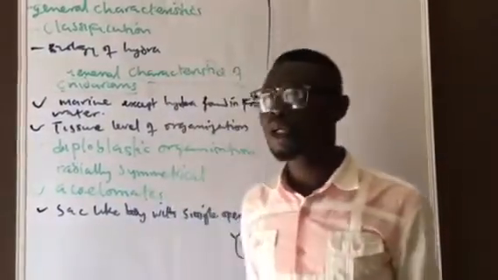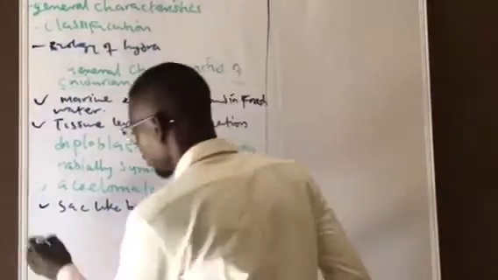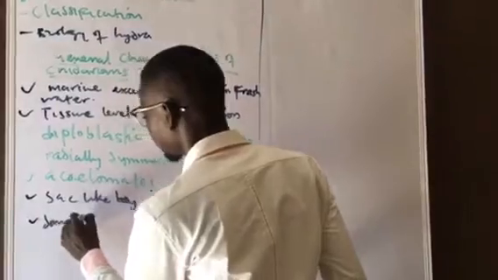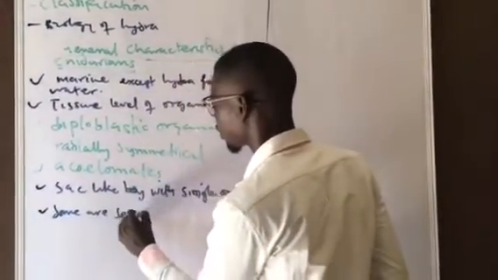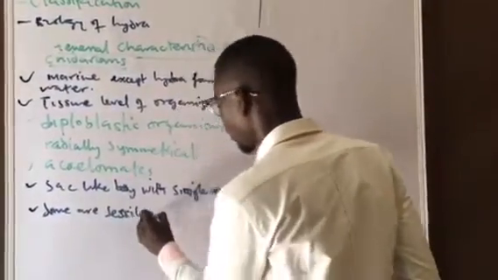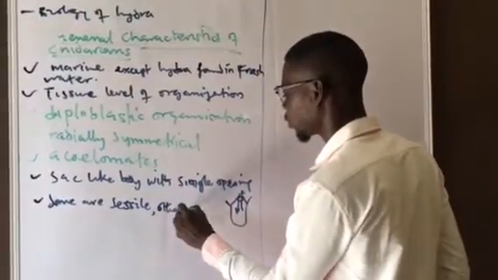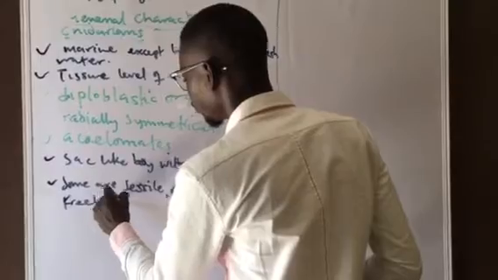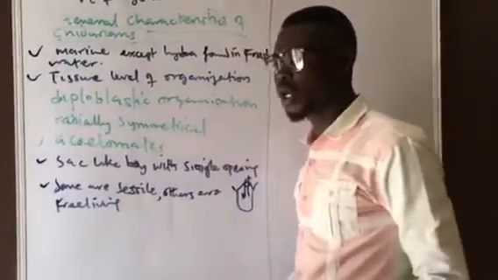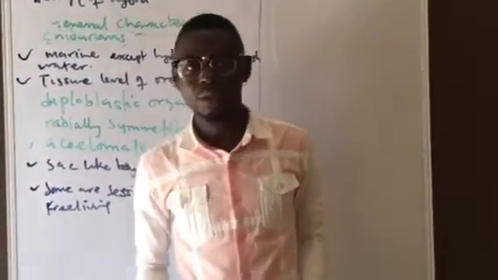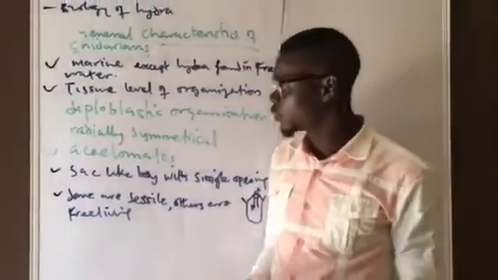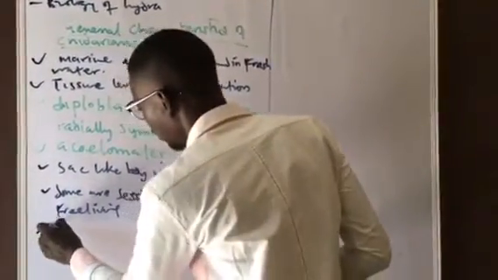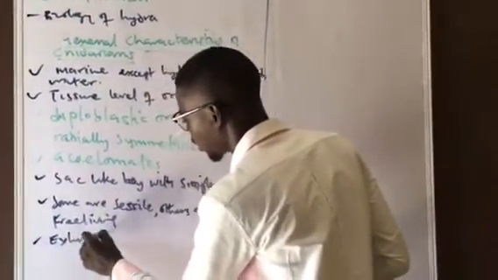So when we talk about this group of organisms, the COELENTERATA, some are sessile, while others are free, that is, they can move from one place to another. That is the adults. Another characteristic of this group is that they exhibit polymorphism.